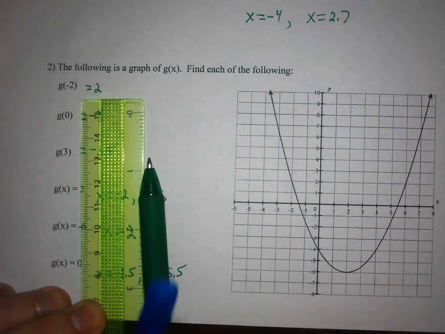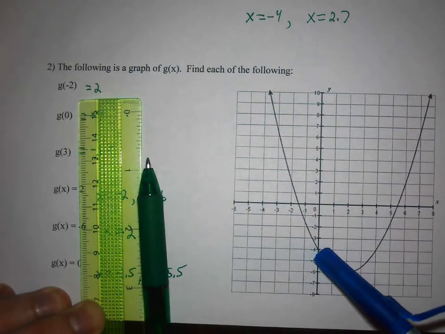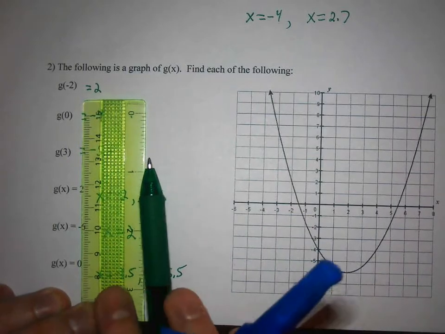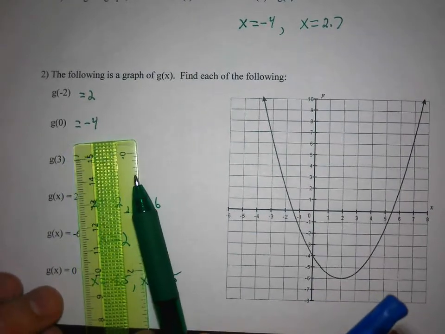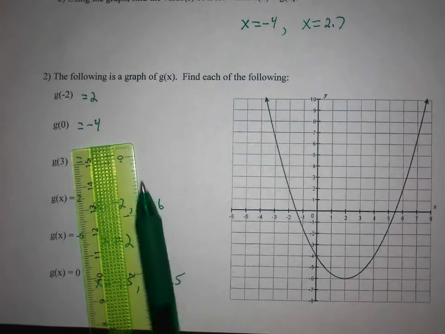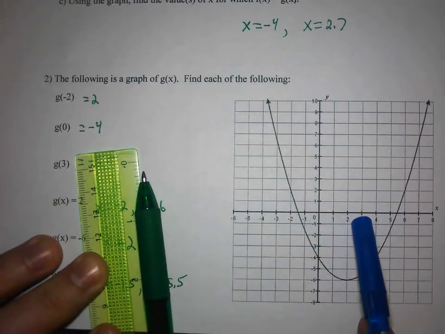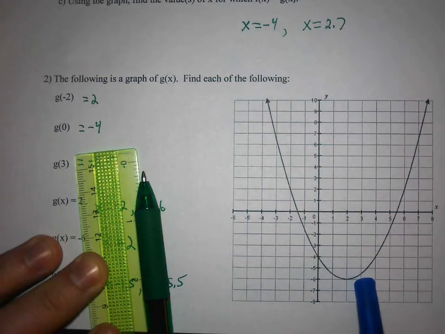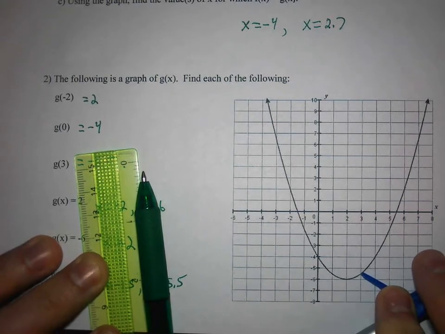g of 0 means that when the x value is 0, where's the y value? It's down here at -4. Notice here that we don't have an actual equation, so we can't substitute numbers in for x into an equation. We're just reading the graph. So g of 3 means that when x is 3, what is y? Well, when x is 3, that's right here, we go down to the graph and notice that we are about halfway between the boxes, so right around -5.5.